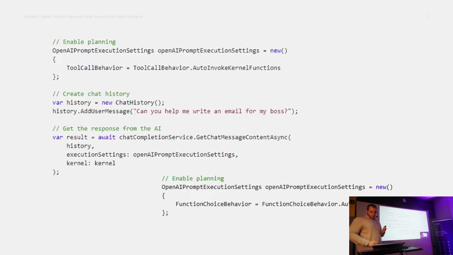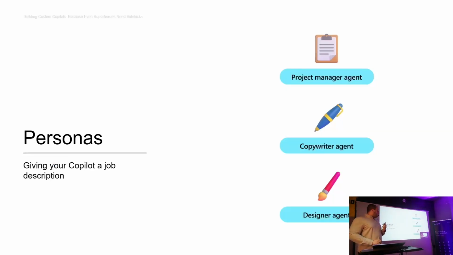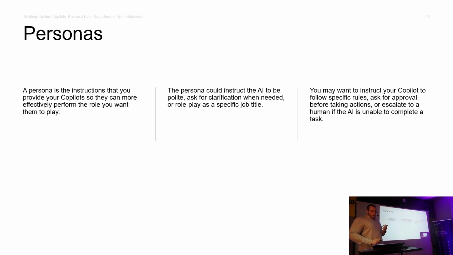So one last thing that I said is that based on which application your Copilot is part of, so which domain or context, it might actually have different personas. So basically, you might have a project manager agent, copywriter, designer, or anything you want. And you can accomplish this using personas. So persona is nothing more than giving your Copilot a job description. And it's just a set of instructions that you provide to your AI to basically help it perform the role you want them to play more efficiently.